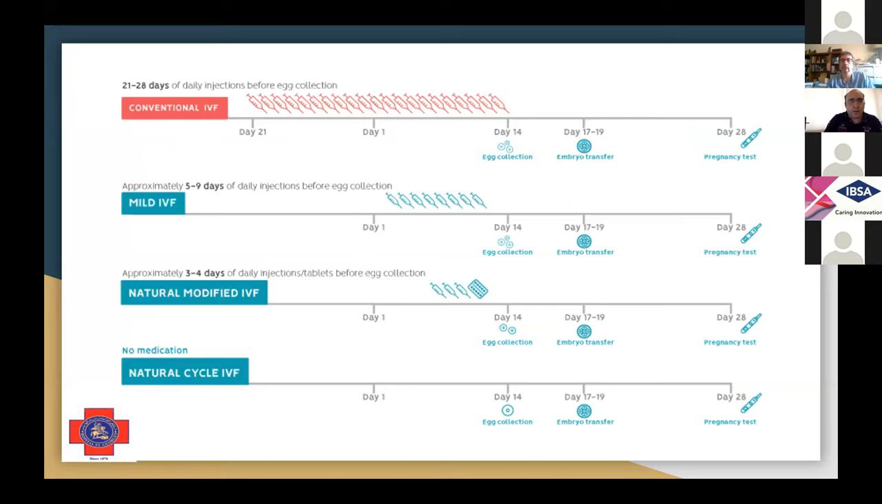Don't forget that we have the conventional IVF that I talked about before, but we have other IVF protocols: mild IVF, which is a small dose of IVF, natural IVF, and cycle IVF. All these cycles have their indication in IVF. But when we have a past history of breast cancer, we can propose natural cycle IVF, etc.